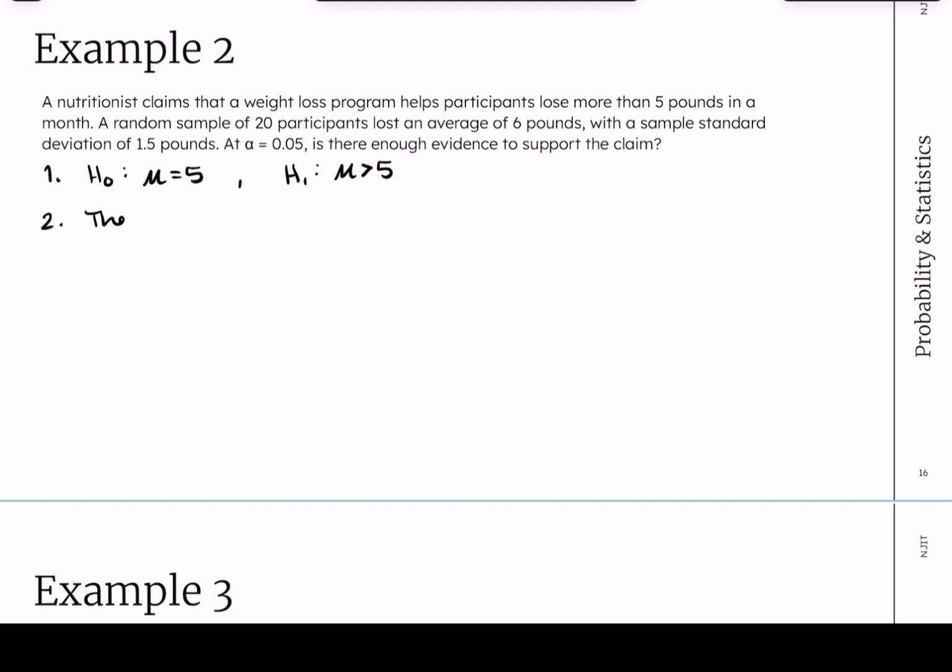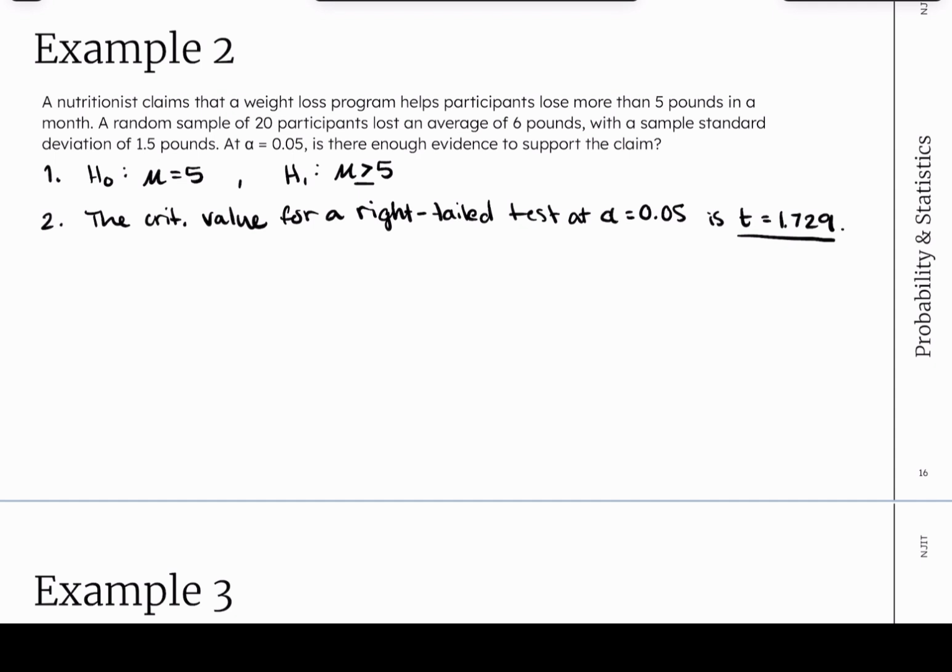You can say that the critical value for a right-tailed test, because you can see it's right-tailed, at alpha equals 0.05, is t equals 1.729. And then now that we have this value, the critical value, we can compute the test value. So it would be almost like an identical sort of equation. So 6 minus 5 over 1.5 over square root 20, which will give us 2.985.